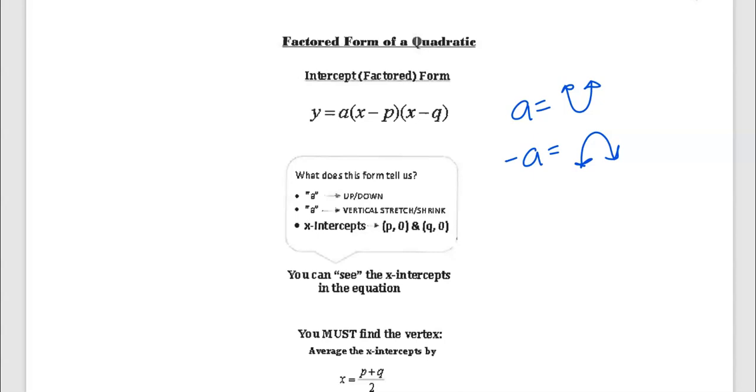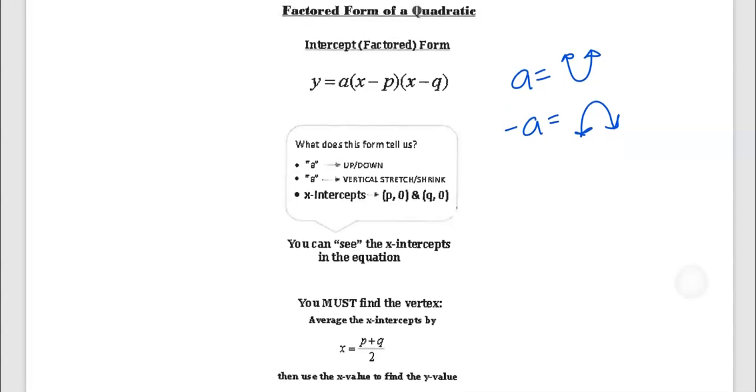That number on the outside also tells me if we're going to have a vertical stretch or a vertical shrink, okay? If our number is bigger than 1, it's going to stretch up really tall. If it's in between 0 and 1, it's going to kind of compress it, make it short and fat, okay? Short and wide. So here it's been given to us in factored form.